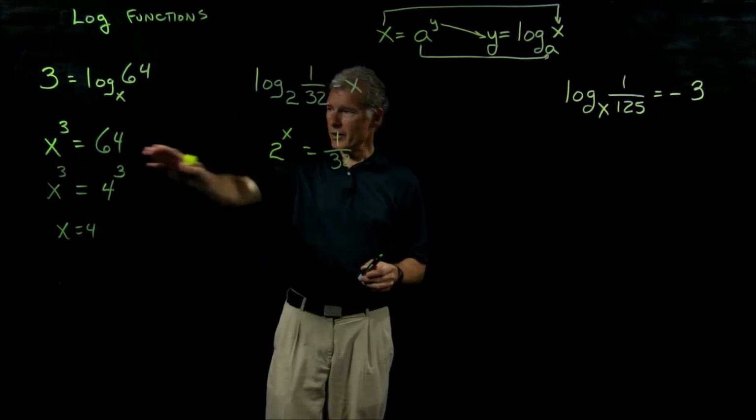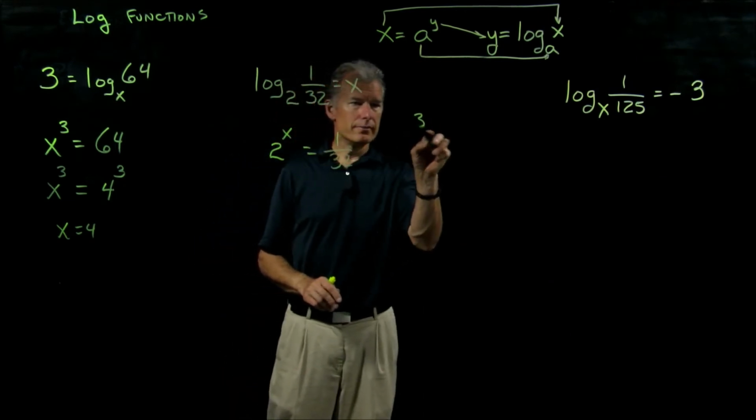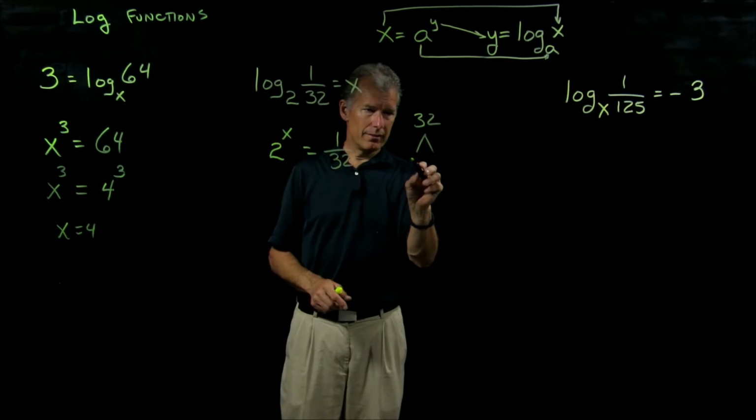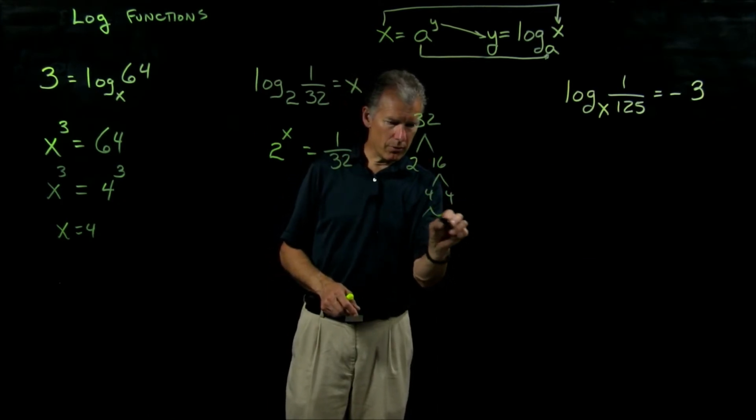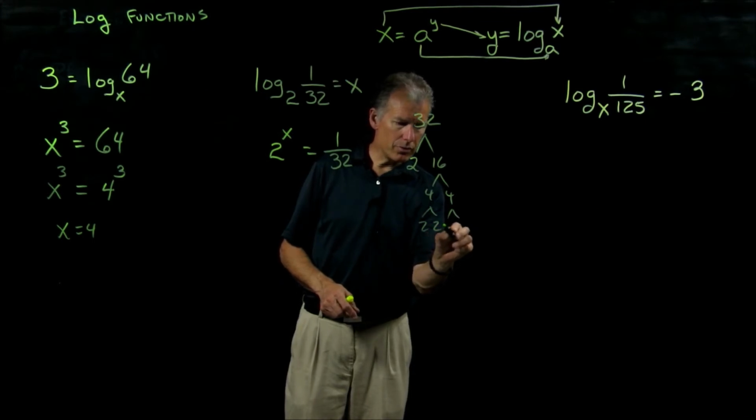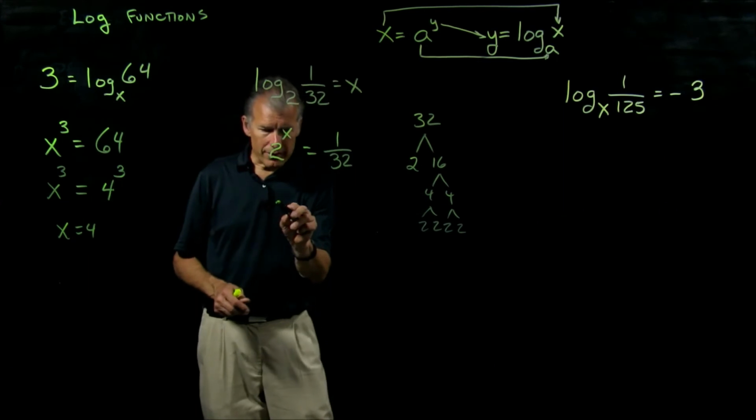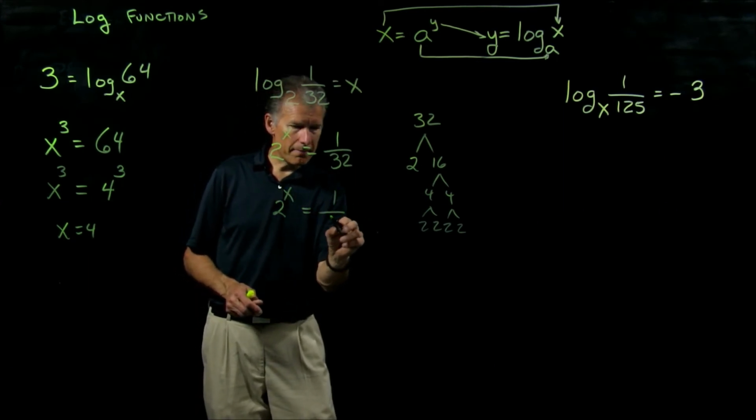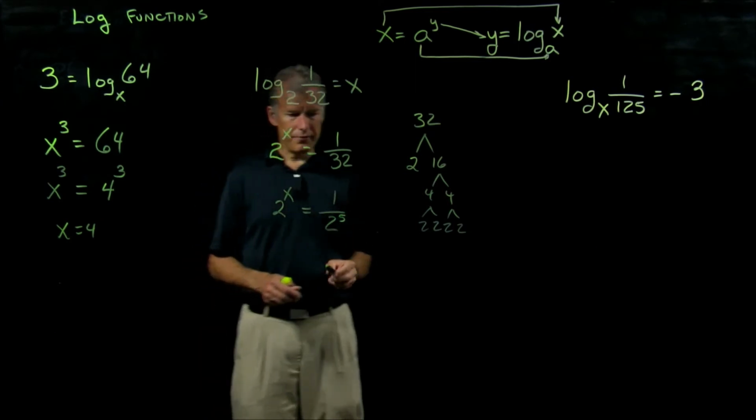The next thing, remember over here we factored the 64? Let's factor 32. That's going to be 2 times 16, 4 times 4, which then gives us 2, 2, 2, 2. So we have 5 2's. So I can rewrite this as 2 raised to the power of x equals 1 over 2 raised to the power of 5, right?